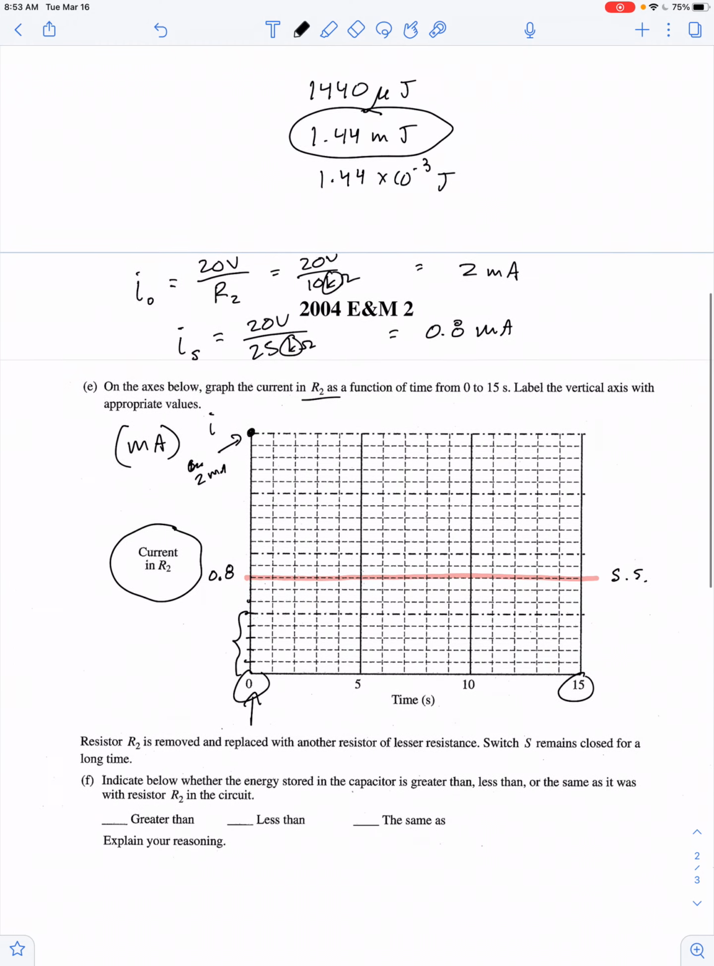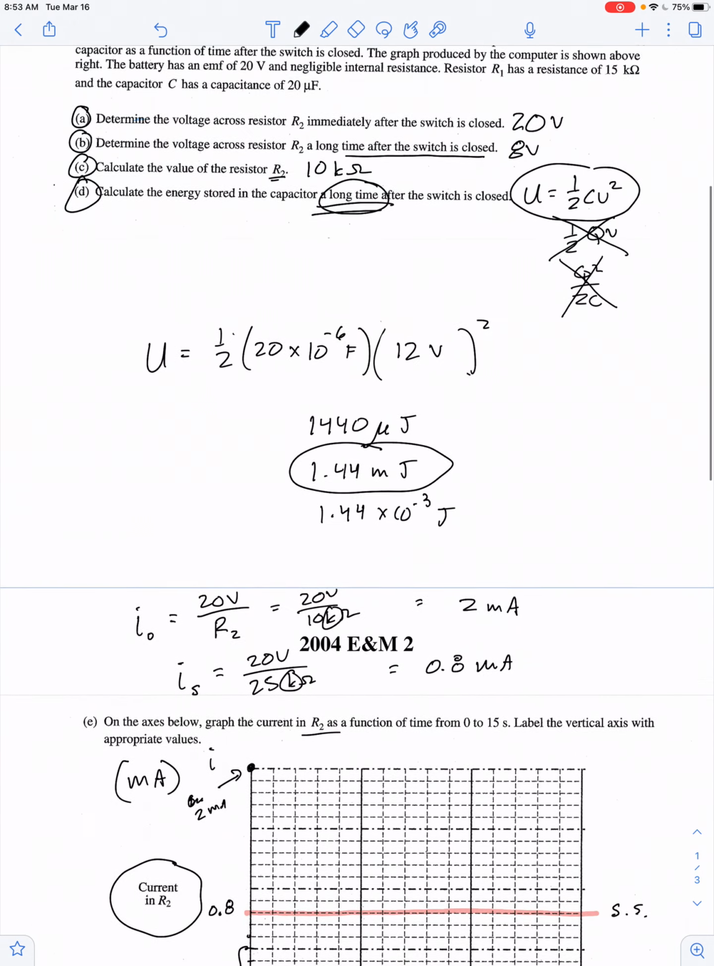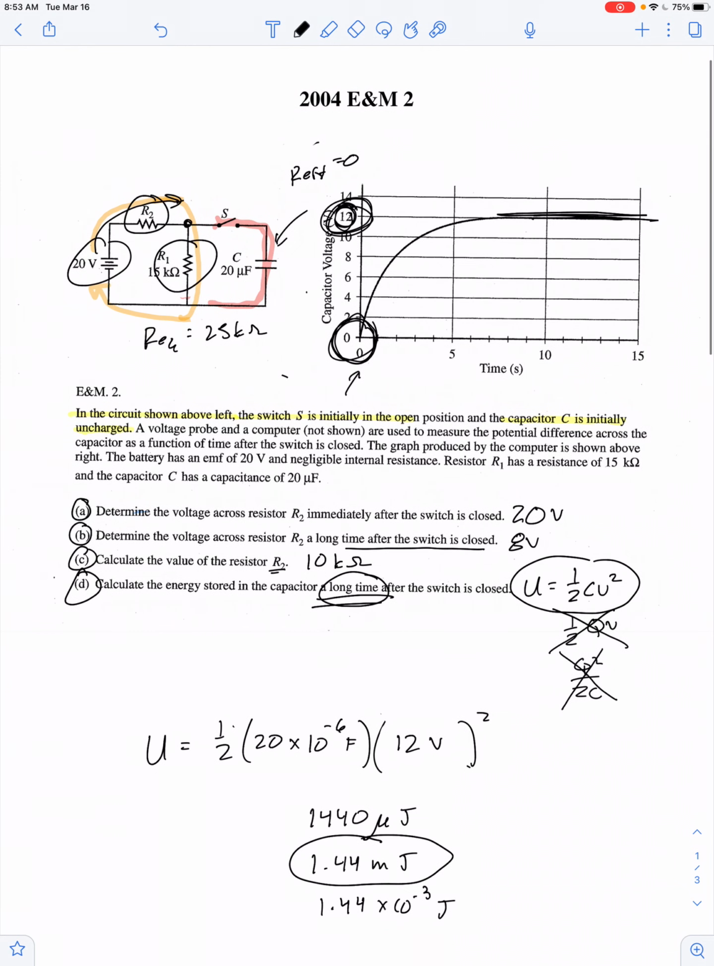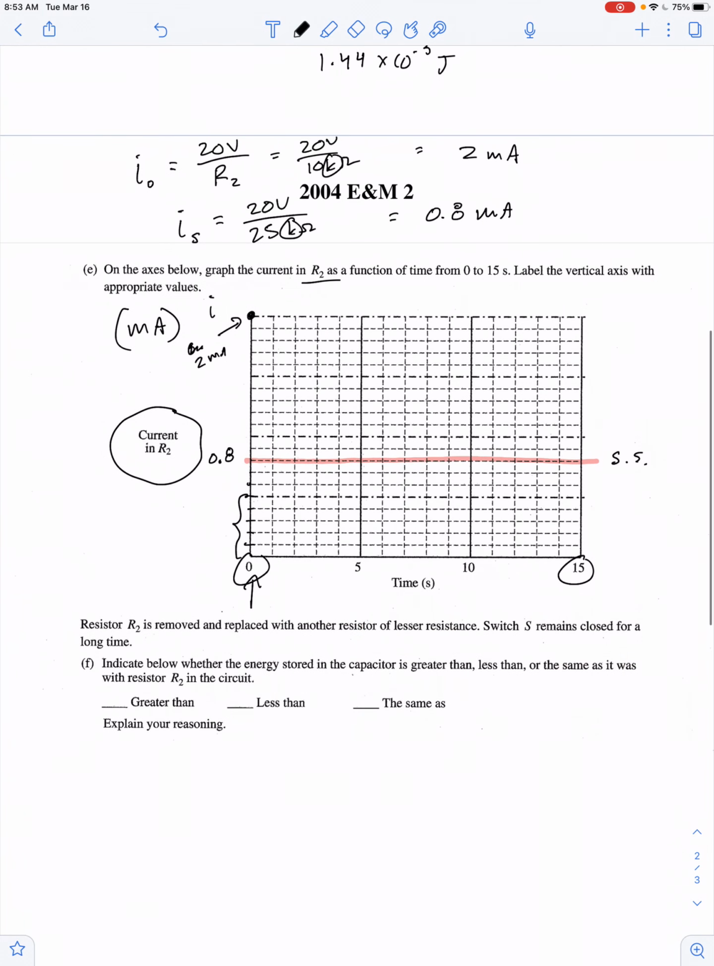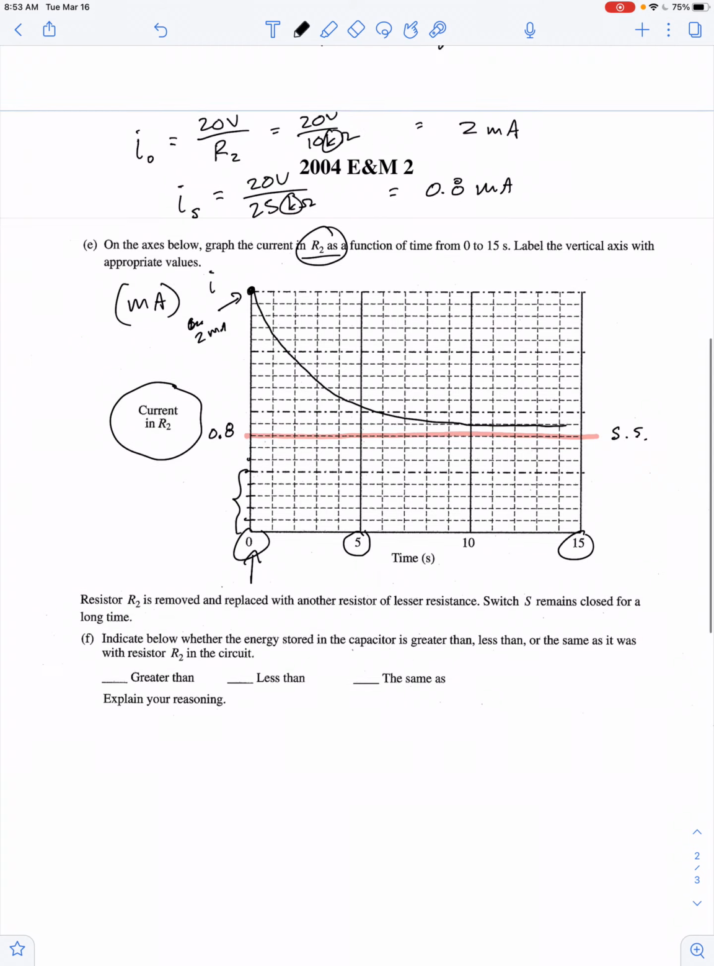So how do I know how much curvature to put into this graph? Well, it looks like from nearly 5 seconds onward, we're almost in the steady state at 5 seconds, right? So same thing here. After 5 seconds have gone by, we're nearly down to our steady state values, so that's probably a pretty good graph for the current through resistor number 2 as a function of time.